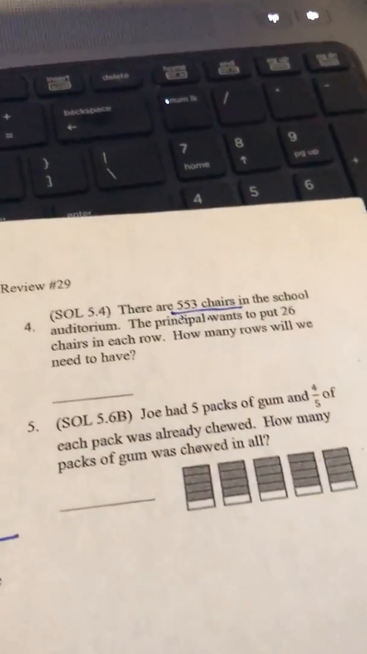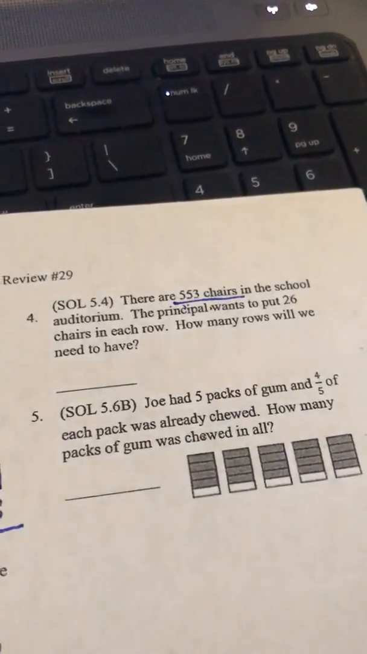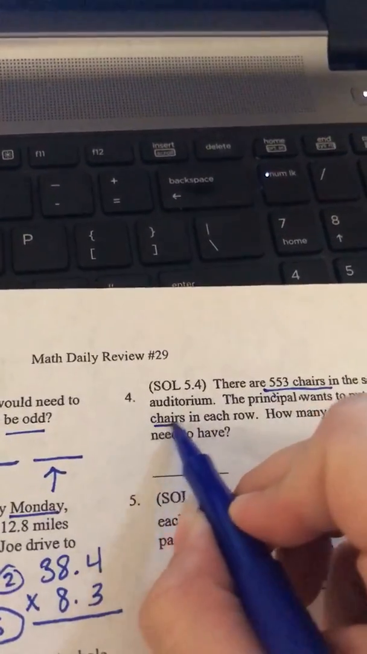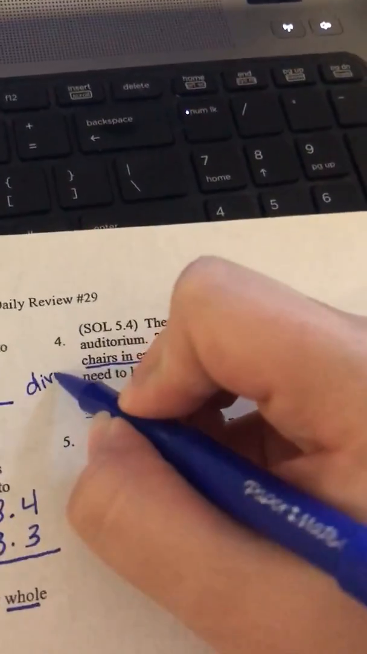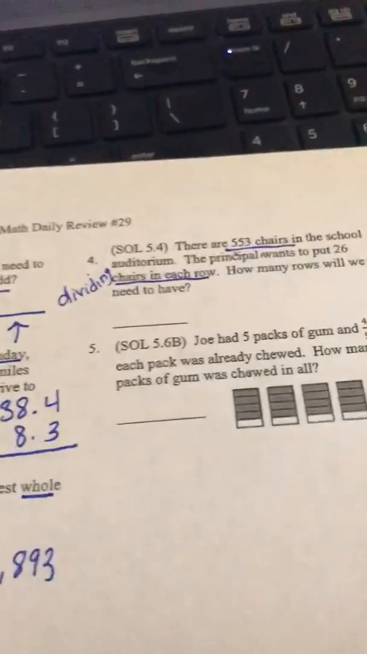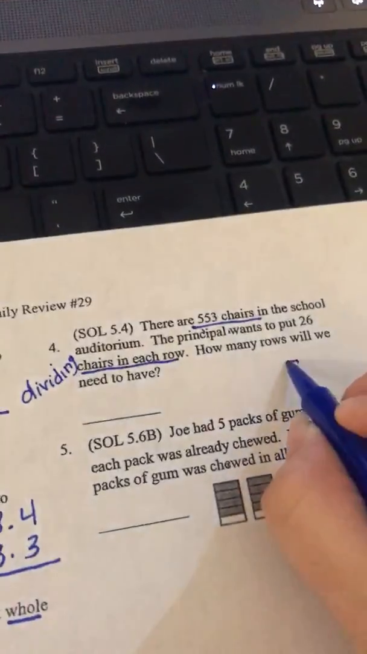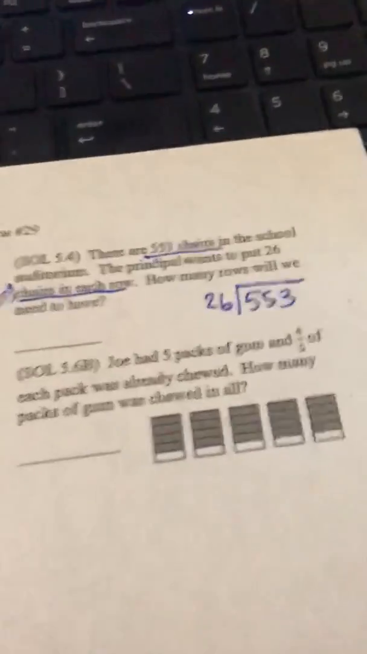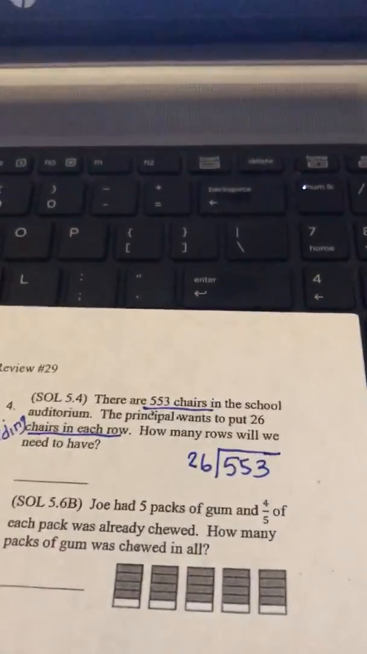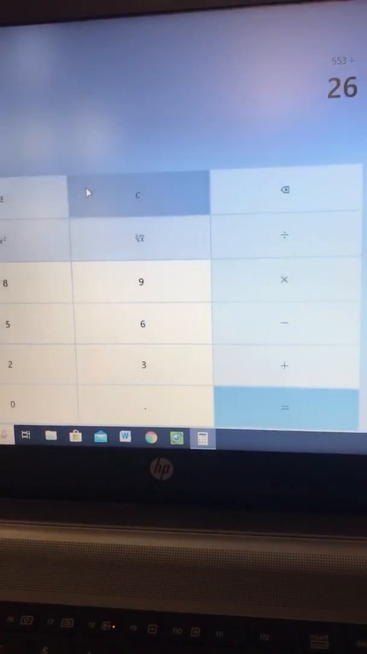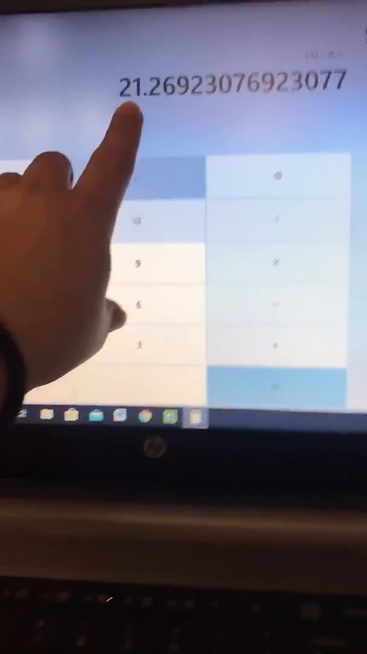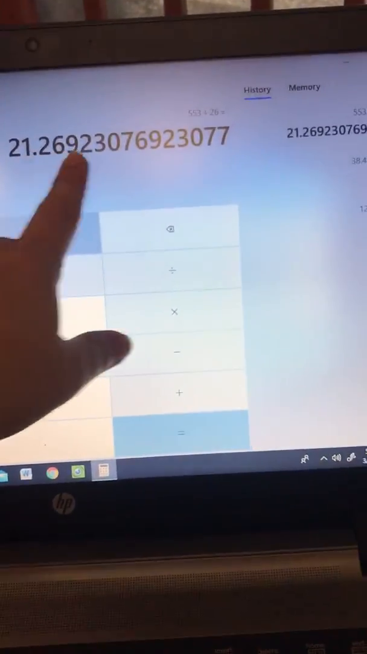The principal wants to put 26 chairs in each row. How many rows will we need to have? So if I am putting something into rows, I know that I am dividing the chairs into rows. So I know I need to divide 553 by 26. Now, I didn't bring scrap paper today, so wish me luck. I'm going to do 553 on the calculator since this is a word problem, and I'm going to divide it by 26. So when I do that, I can make 21 rows, and it looks like I have a leftover.